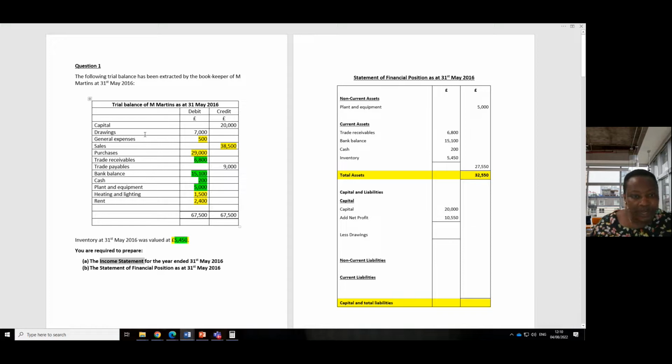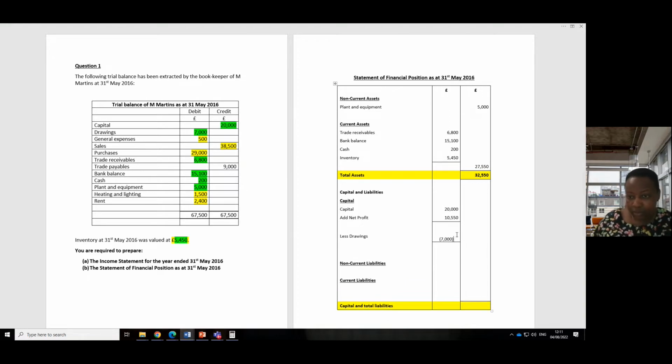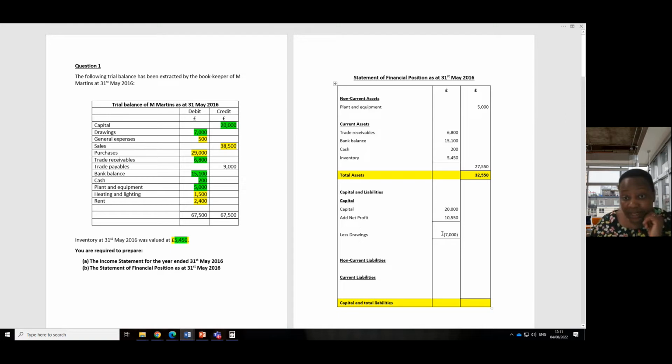Is there any drawings? Yes, we have drawings, and drawings reduces your ownership in the business. So with less drawings, and we've been told that the drawings is 7,000. So we need to also highlight this to show that we're taking drawings now. Doing this helps us to recognize when we miss a figure. So drawings is 7,000. We're putting it in brackets just to show that we're subtracting that amount.